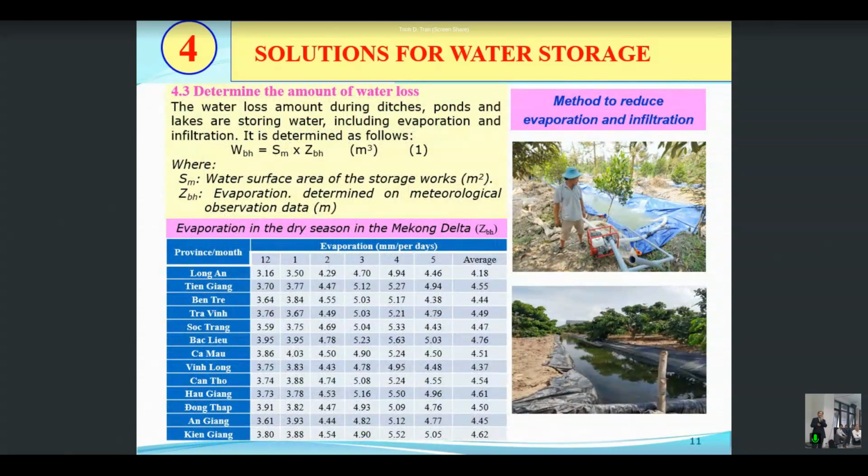And next, we determine the amount of water loss with formula number 1, and we look for methods to reduce evaporation and infiltration. Here is evaporation in the dry season in the Mekong Delta, in 13 provinces: Long An, Tiền Giang, Bến Tre, Trà Vinh, Sóc Trăng, Bạc Liêu, Cà Mau, Vĩnh Long, Kiên Giang.